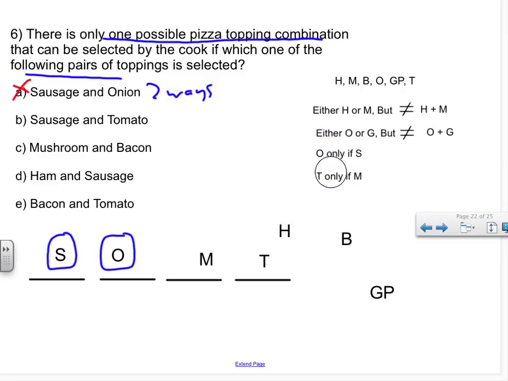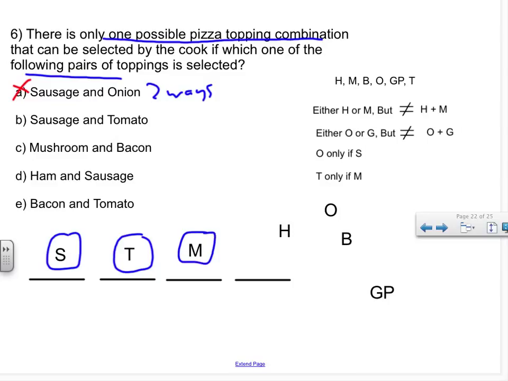Let's clear off our conditions here. And sausage and tomato. Oops, got my marker. So let's remove O, put T, and now sausage and tomato will be our constrained conditions. And let's see what we can do. I know if T appears, M appears. So I'm really only left with one place to play with. And I know that if M appears, I can't have H.